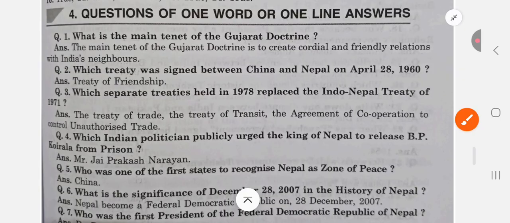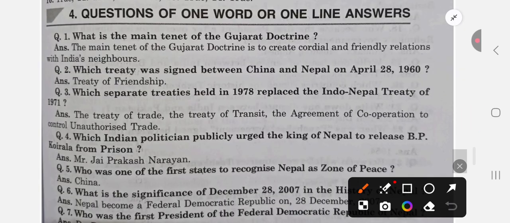Let's move to the questions of one word or one line. What is the main tenet of the Gujral Doctrine? The main tenet of the Gujral Doctrine is to create cordial and friendly relations with the neighbors. Is it Gujral Doctrine or Gujarat Doctrine? Comment in the section.